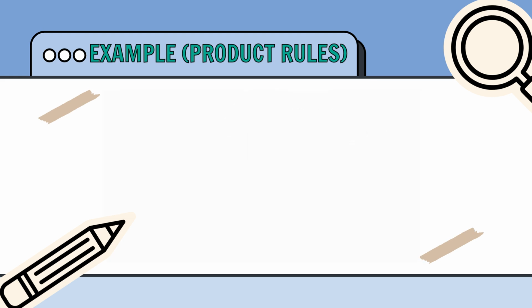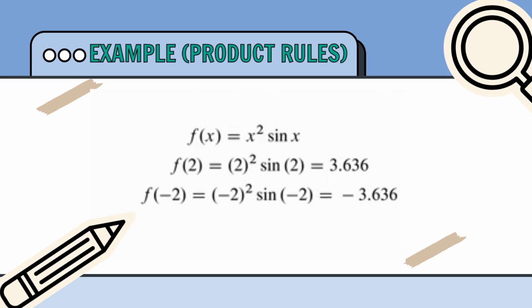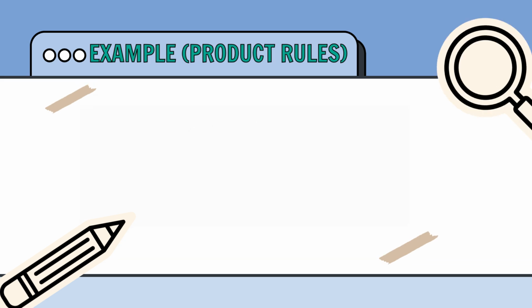Consider a product of simple functions such as x squared times sin x. At x equal to 2, this function is 2 squared times sin of 2, which works out to be positive 3.636. At negative 2, the function is negative 2 squared times sin of negative 2, which is now negative 3.636. Since the value is the same but the signs are different, the function is odd.